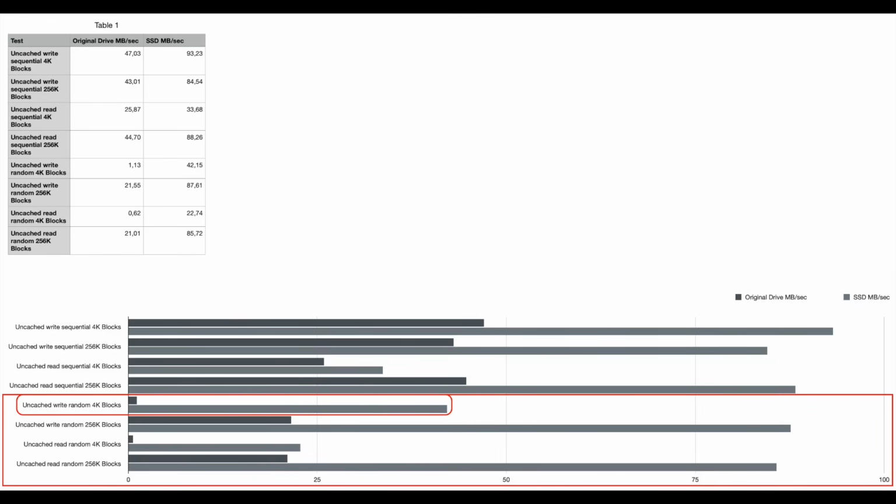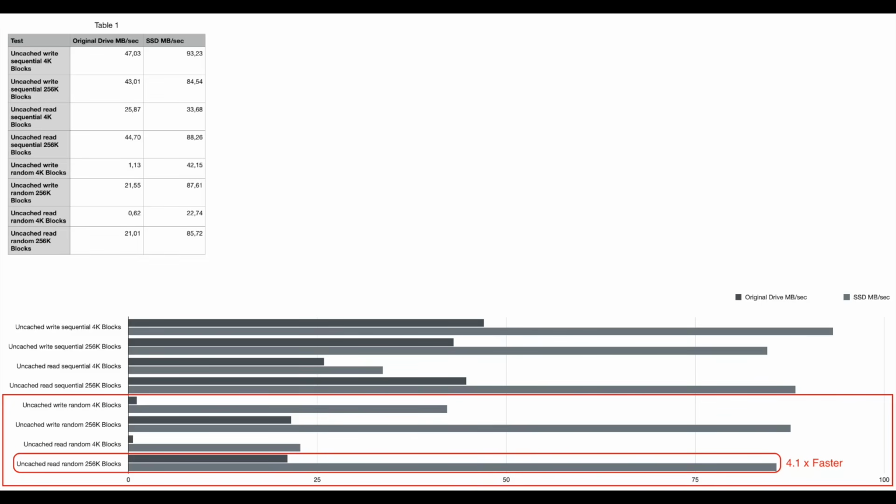For the uncached write of random 4K blocks, the SSD performed 37.3 times faster than that of the original drive. For the uncached write of random 256K blocks, the SSD performed 4 times faster than the original drive. For the uncached read of random 4K blocks, the SSD performed 36.68 times faster than the original drive. For the uncached read of random 256K blocks, the SSD was 4.1 times faster than the original drive.